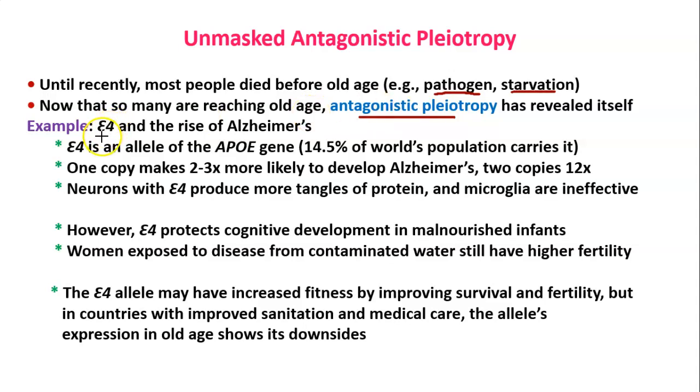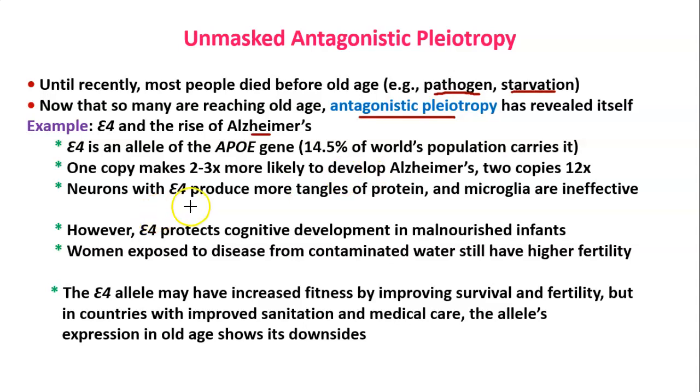So as an example, we can look at the epsilon 4 gene and its associated protein. Epsilon 4 is an allele of the APOE gene. And epsilon 4 is associated with the rise of Alzheimer's disease. So, about 14.5% of our world's population carries the epsilon 4 allele, a significant number. If you inherit one copy of epsilon 4, you are 2 to 3 times more likely to develop Alzheimer's. If you inherit two copies of epsilon 4 and you're homozygous, you are 12 times more likely to develop Alzheimer's. This makes me want to know if I'm carrying the epsilon 4 allele.